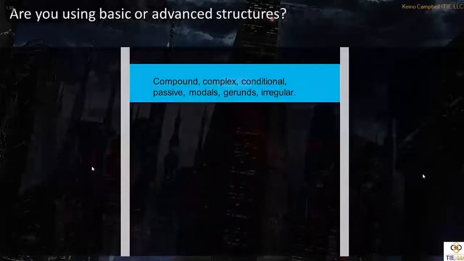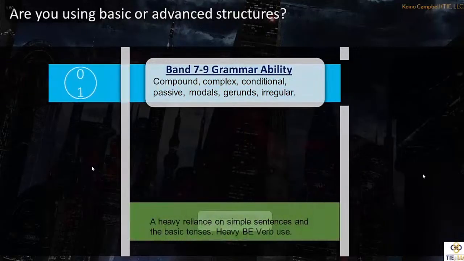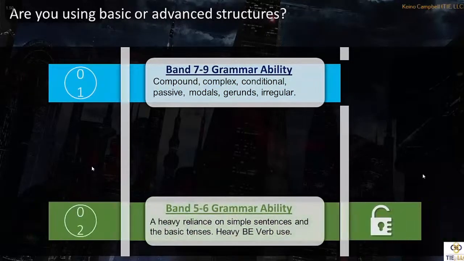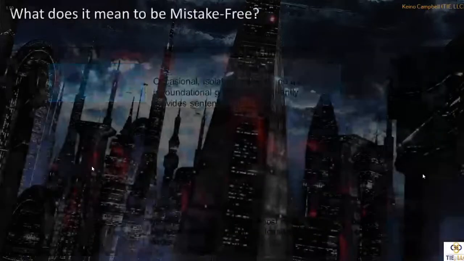right? Are you using basic or advanced structures? I talked about this already. At the top, you see some of the higher level structures, the simple sentences, just using the simple past and the simple present. Also, heavy be verb use. If all of your sentences are using is, are, was, were, has, have, having, be, being, am, if you're using a lot of be verbs, it makes you sound like you are a lower level speaker.